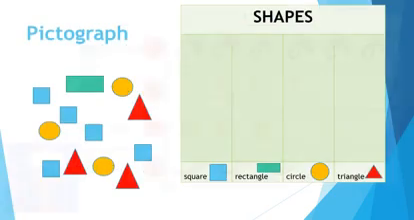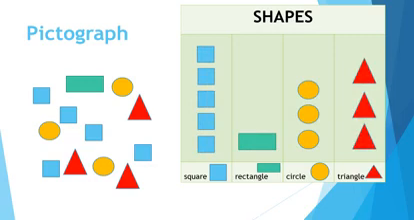Let's continue. Okay, so I have here an example. We have different shapes, right? In order for us to easily understand the number and the color of the shapes, we will be transferring them into a pictograph. But before we do that, what are the shapes that you can see from our presentation? We have square, rectangle, what else? Circle and triangle. So let's transfer the shapes into our pictograph.